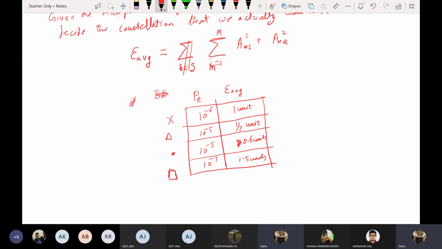Like based on this table, I can say that both triangle and circle work for the probability of error 10 to the power minus 5. One consumes half a unit and the other one consumes 0.6 units. So obviously there it's a clear choice, but otherwise it's not a clear choice. Otherwise you are always comparing apples with oranges.